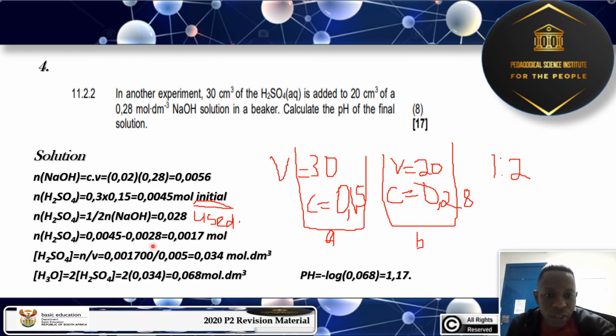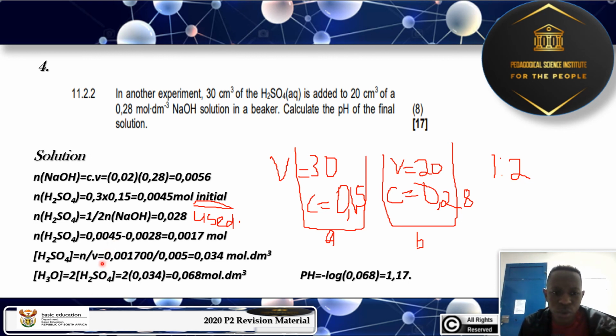So the answer that we got is 0.0017. Now we have the number of moles in excess for sulfuric acid. We need to calculate what now? The concentration. Why are we calculating the concentration? It is because we know very well that for us to calculate the pH, we need the concentration. So we are going to say the concentration of sulfuric acid is equal to number of moles over volume.